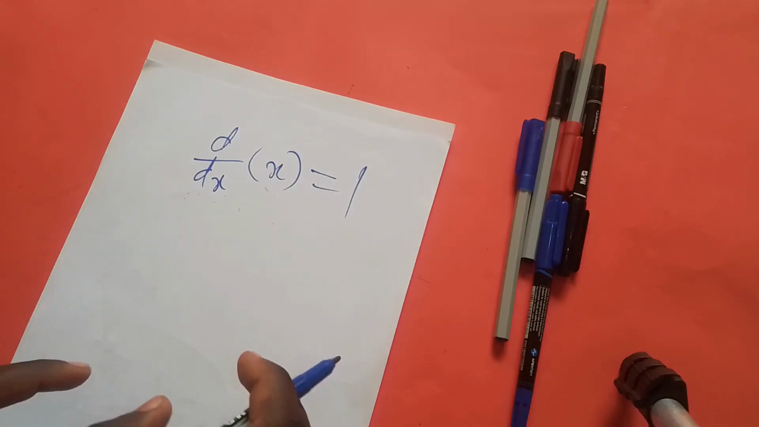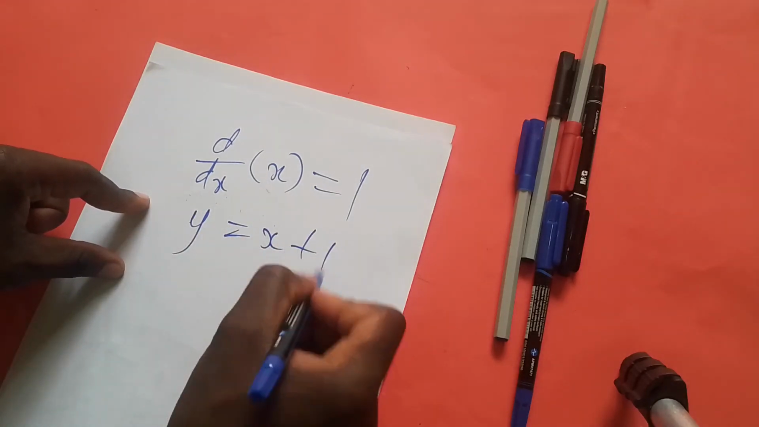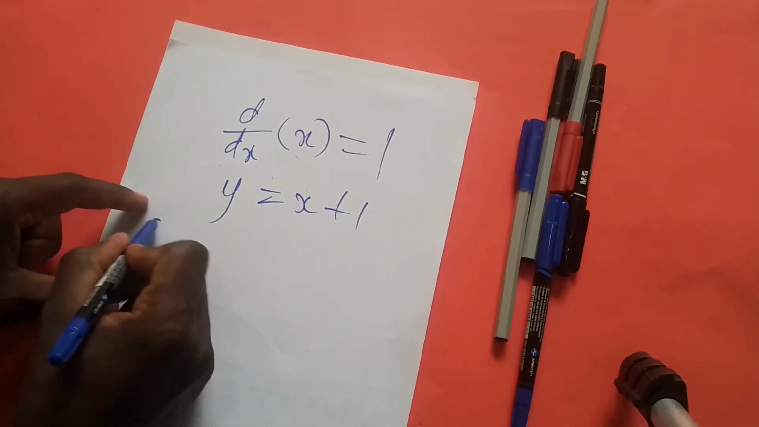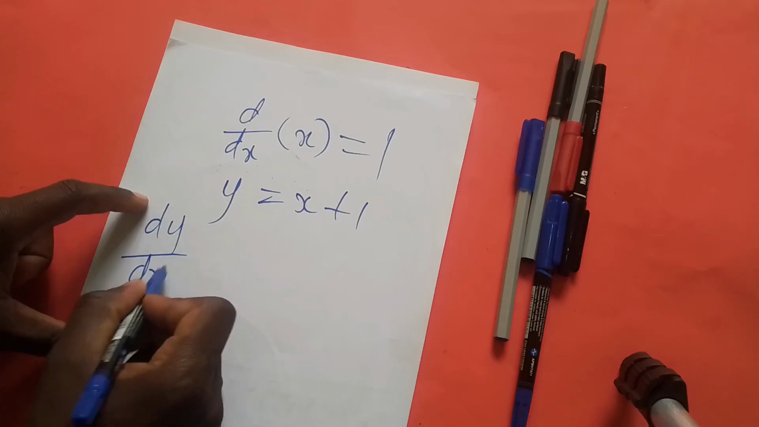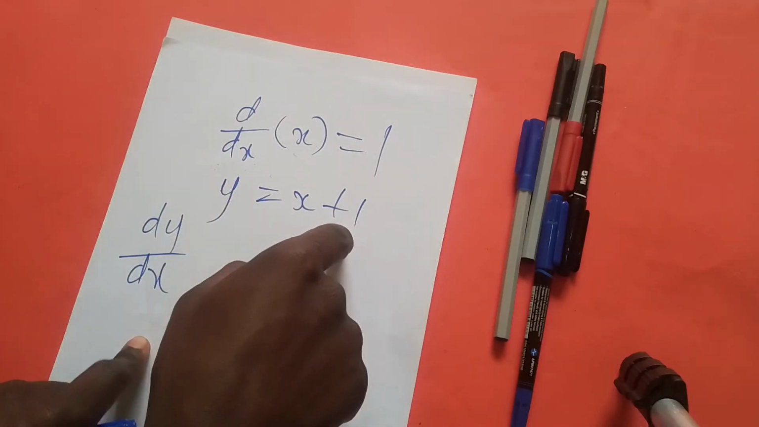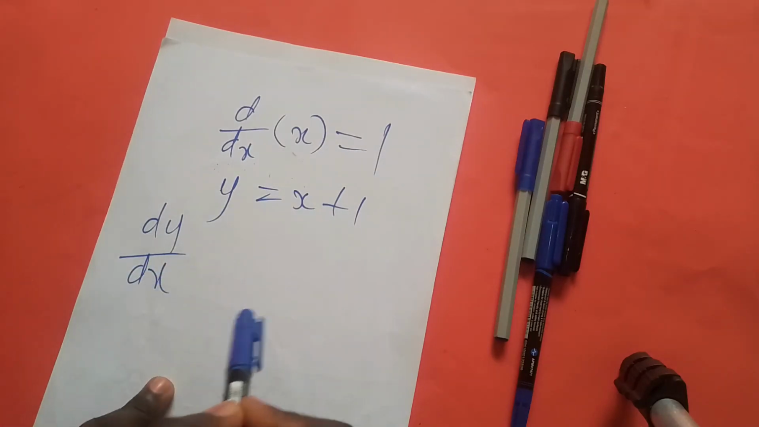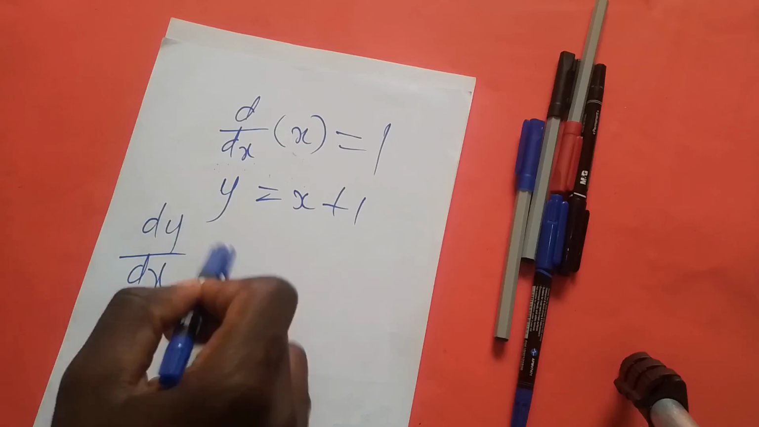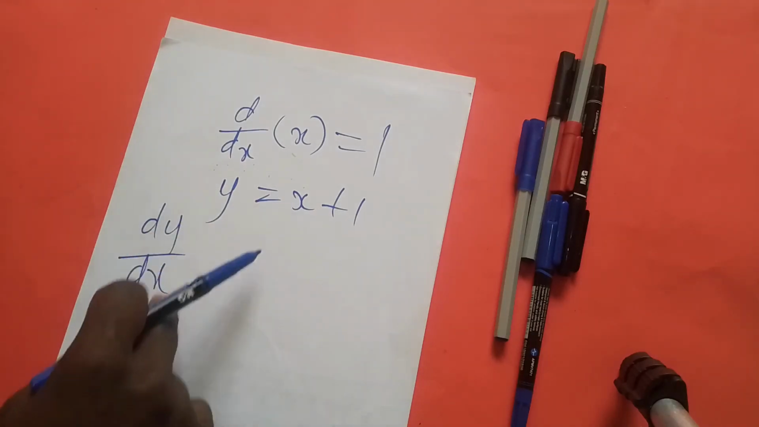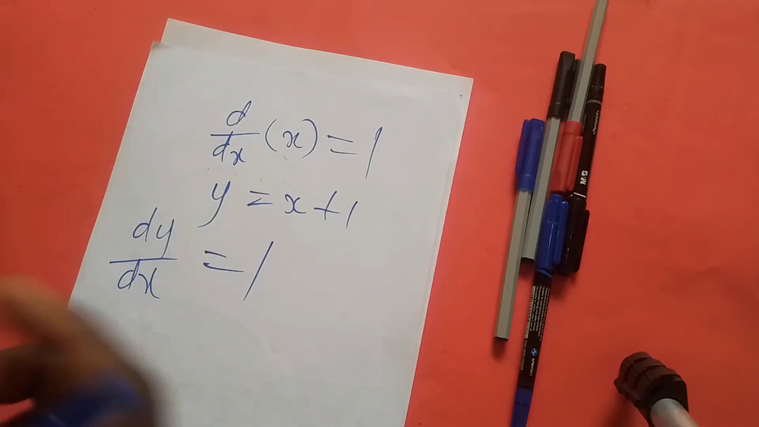However, when it's an equation now, let's say we have y is equal to x plus 1, right? So in this case, we introduce dy over dx. Why? Because we are differentiating y with respect to x, because this is an equation, right? So dy over dx means the derivative of y with respect to x. Therefore, the derivative of y with respect to x in this case will be equal to 1. And I hope that was clear.